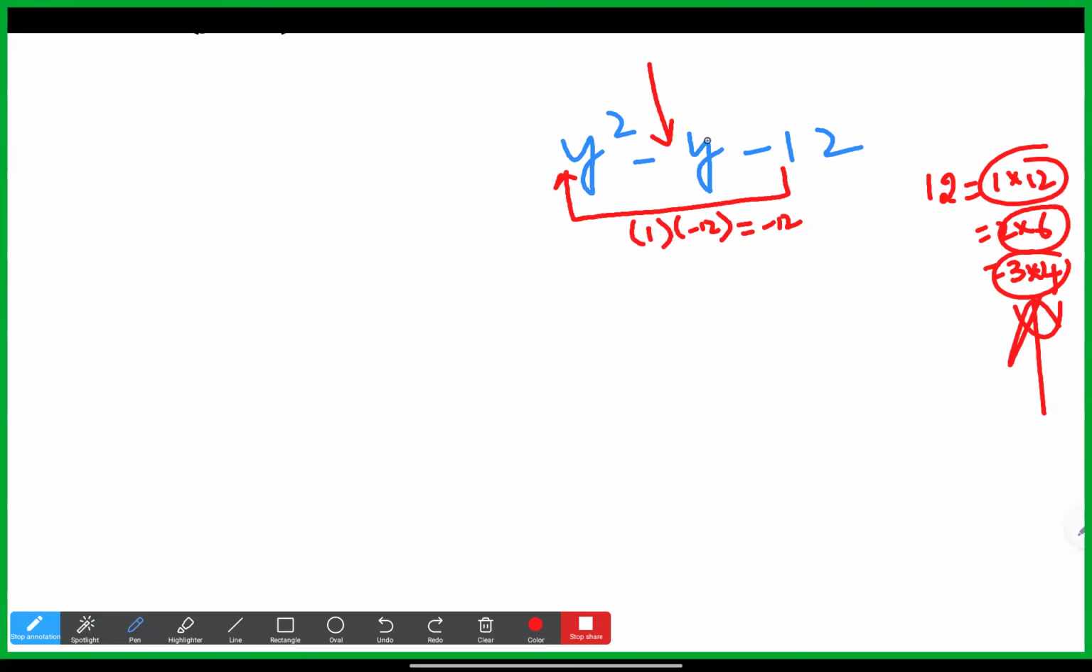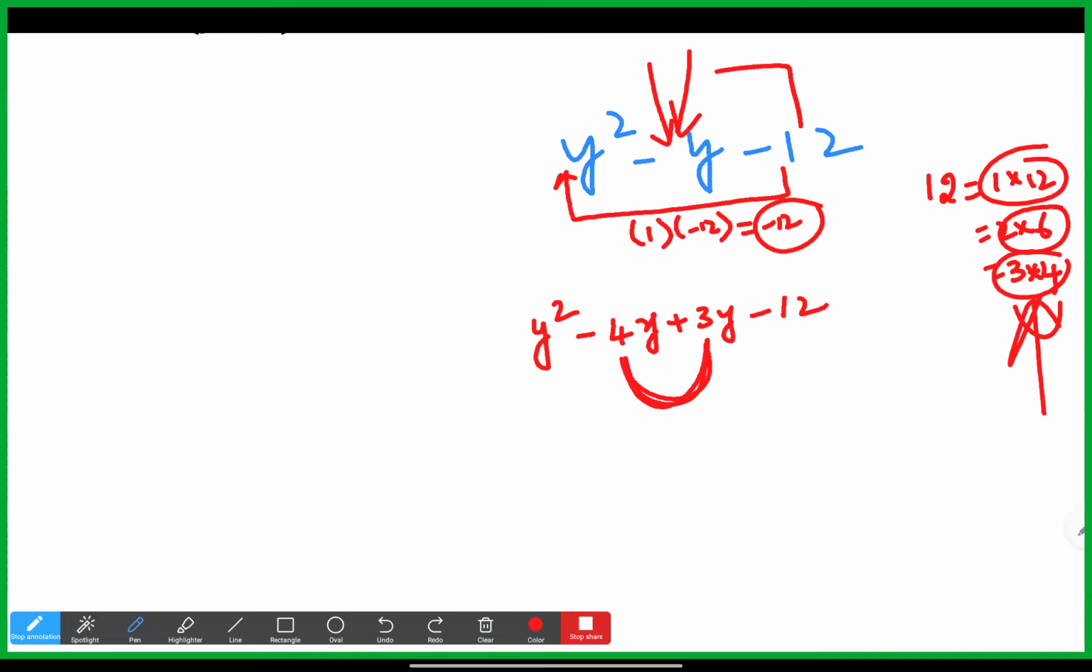Now how to split this minus y using 3 and 4. We have to write it as y square minus 4y plus 3y minus 12. Where the minus and plus signs go, we need to arrange. Here I have to get minus 1 in the middle. Minus 1 means minus 4 plus 3 is minus 1. And if you multiply minus 4 and plus 3, you will get this minus 12, which I was telling before this sentence.